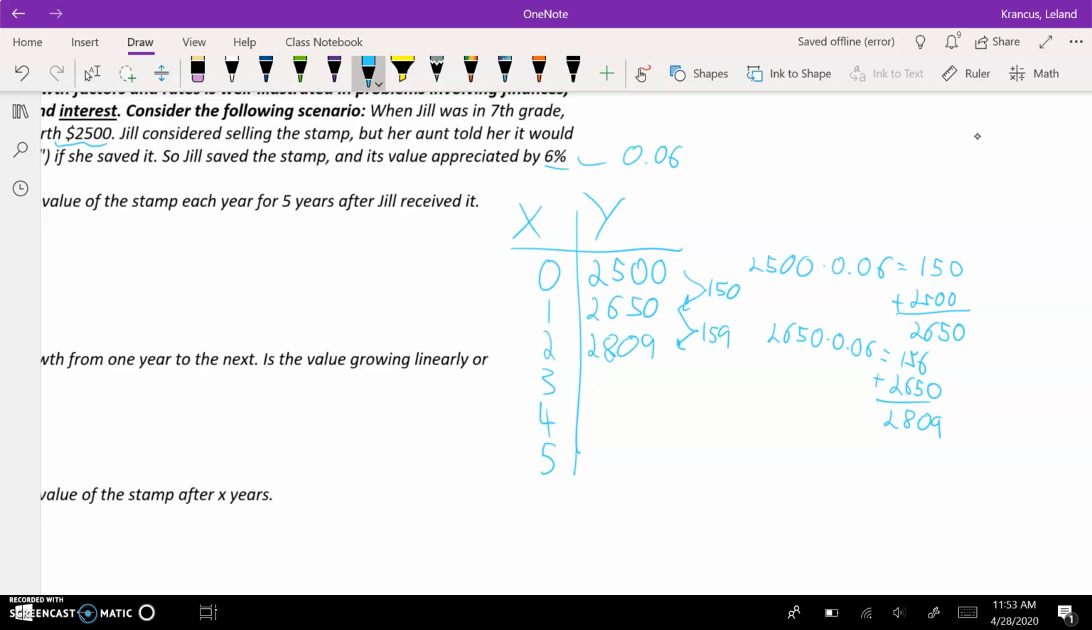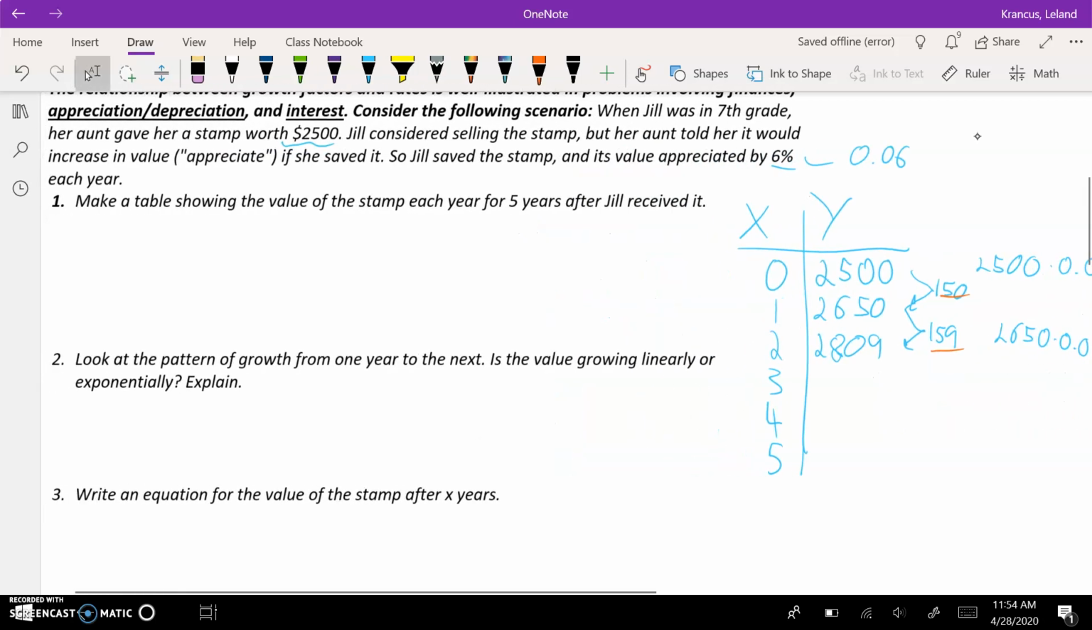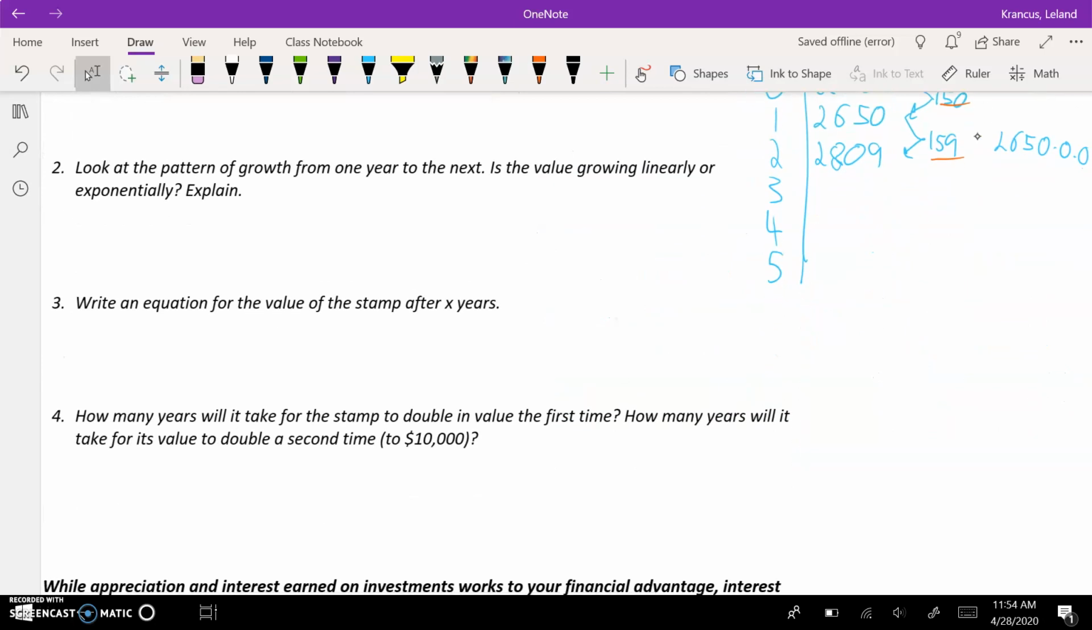And so on all the way down. It's a little bit tedious, but once you do it a couple times, you can actually calculate these pretty fast. But notice for the first year, the change is 150. The second time, it's 159. That's nonlinear change. It's going up faster the second year than it is the first year. And if you multiply 2809 by 0.06, it's about 168 or $169. It's going up by a larger and larger value each time. And so we've got exponential change.